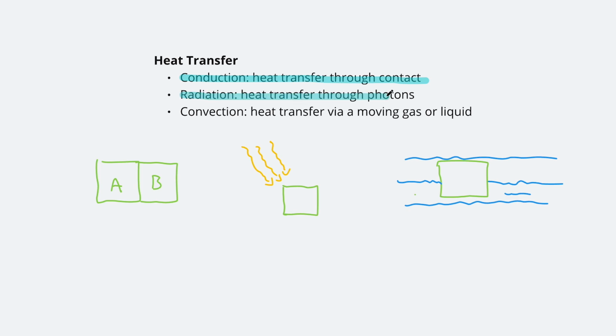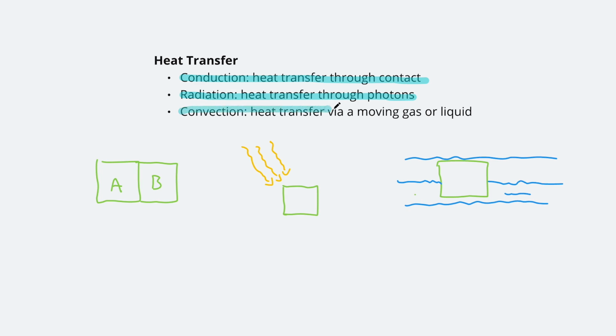Next is radiation, which is heat transfer through photons. So you could just think of this as through light or any other electromagnetic radiation. This happens because the photons in the electromagnetic radiation have energy, and as they come into contact with molecules, that energy gets transferred to those molecules, which increases their temperature. And anytime you have an increase in temperature, what you're basically saying is that the molecules are now moving faster.